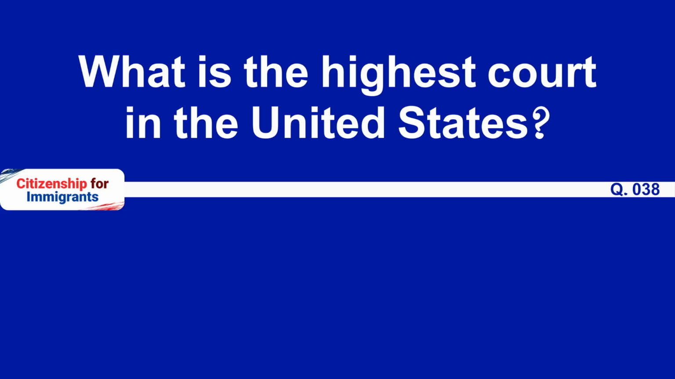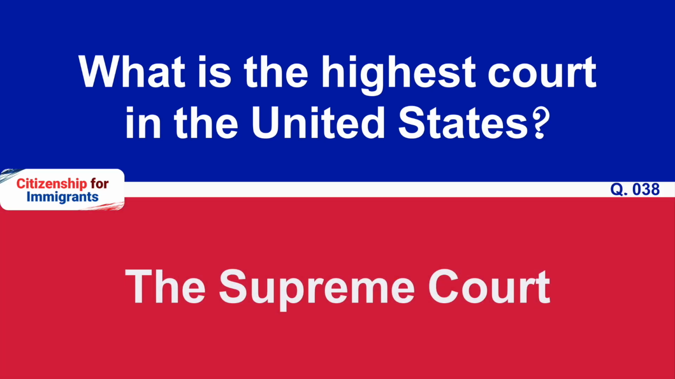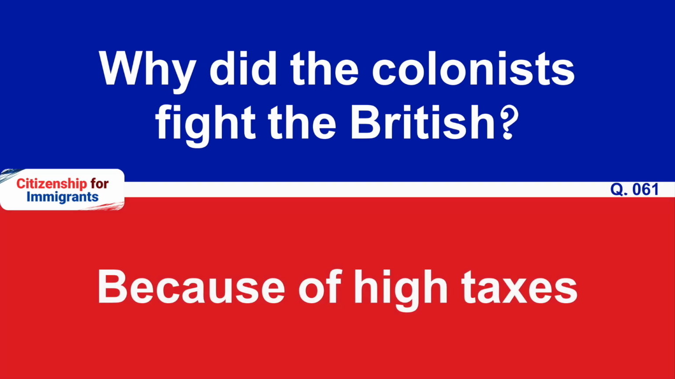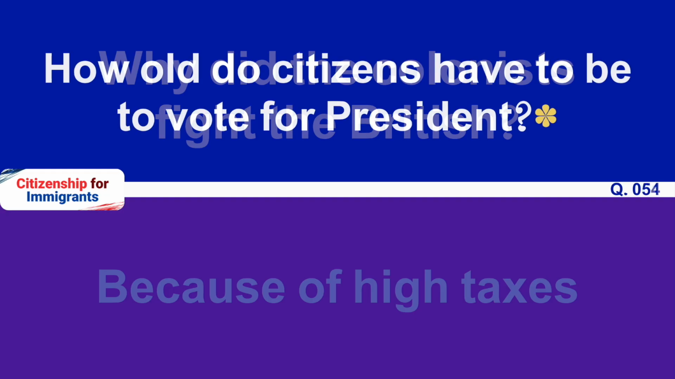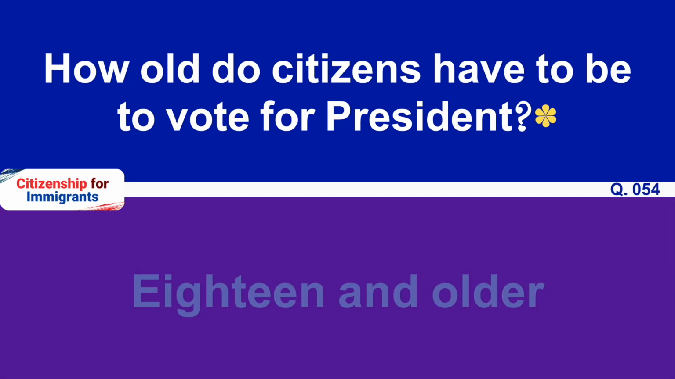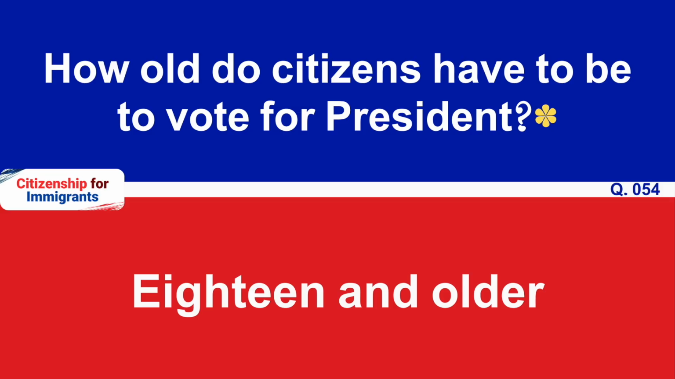What is the highest court in the United States? The Supreme Court. Why did the colonists fight the British? Because of high taxes. How old do citizens have to be to vote for president? 18 and older.